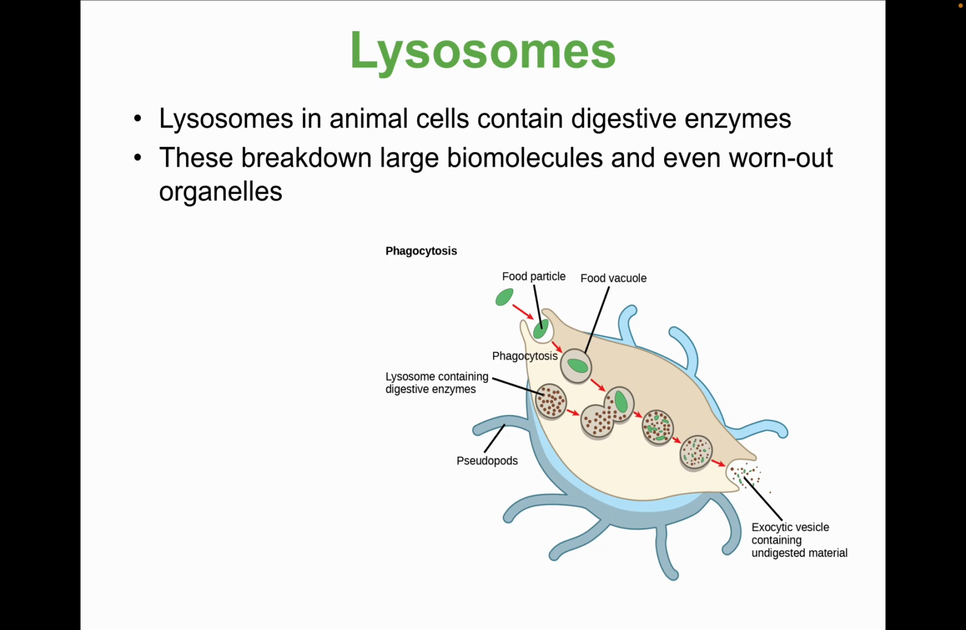The lysosomes in animal cells contain digestive enzymes. When we mention digestive enzymes, you kind of think about your stomach. And yes, it is kind of similar. The digestive enzymes are able to break down the molecules that your cell takes in. Sometimes they recycle old organelles, breaking them into smaller molecules that can be reused. It's kind of like the recycling bin of your cell.